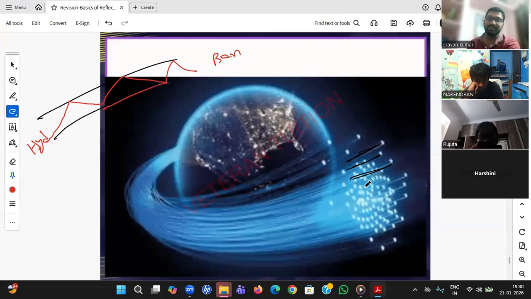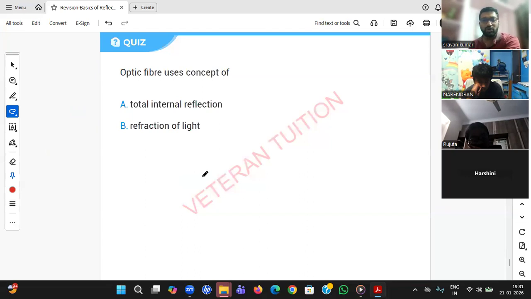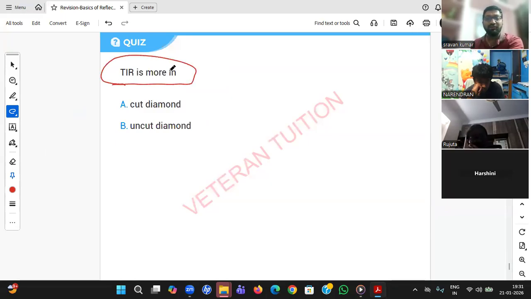That's the reason the speed of light is 3 lakh kilometers per second. Hyderabad and Bangalore is hardly, radially, I think 500, not even 500. I guess radially 300. So that's the reason within a fraction of a second, my voice, which is converted to light, travels through optical fiber and reaches Bangalore within a fraction of a second. That's the reason there is no delay now. So in optical fiber, which concept do we use? Total internal reflection.